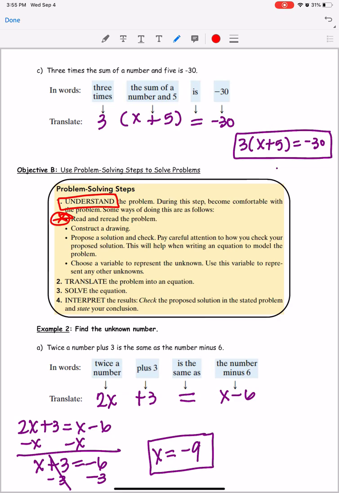On a couple of these, I think we will anyways, we're going to construct a drawing if we can. And I lied to you. That's going to be in CPM 3. So there's a little glimpse to the future for you. But if you can construct a drawing, you need to. So once you understand this problem, then you are translating the problem to an equation, you are solving it, and then interpreting the results. When we interpret the results, a good rule of thumb, a word problem requires a word answer.